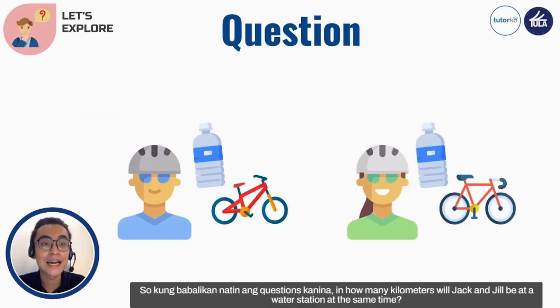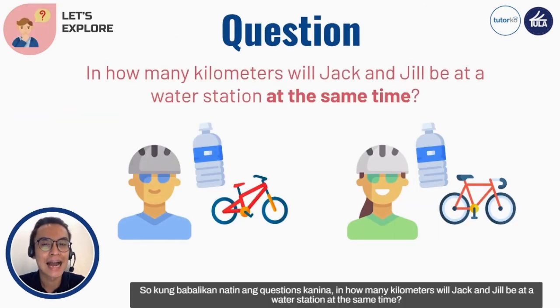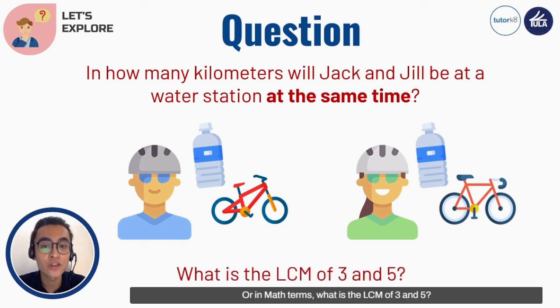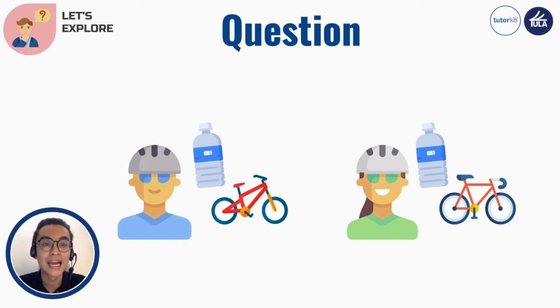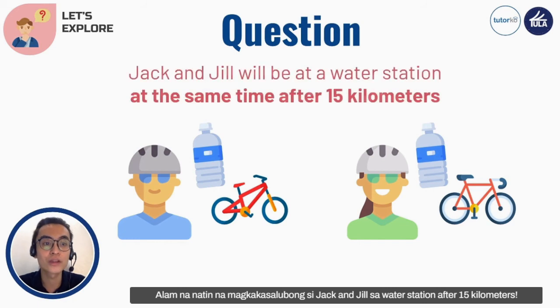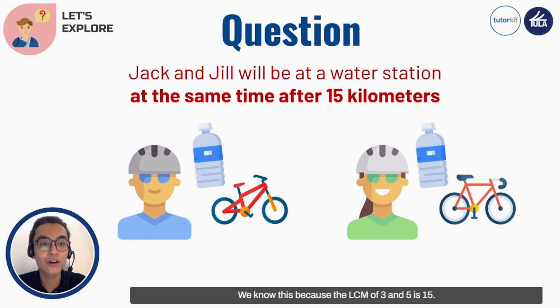So, kung babalikan natin ang questions kanina, in how many kilometers will Jack and Jill be at a water station at the same time? Or in math terms, what is the LCM of 3 and 5? Alam na natin na magkakasalubong si Jack and Jill sa water station after 15 kilometers. We know this because the LCM of 3 and 5 is 15.